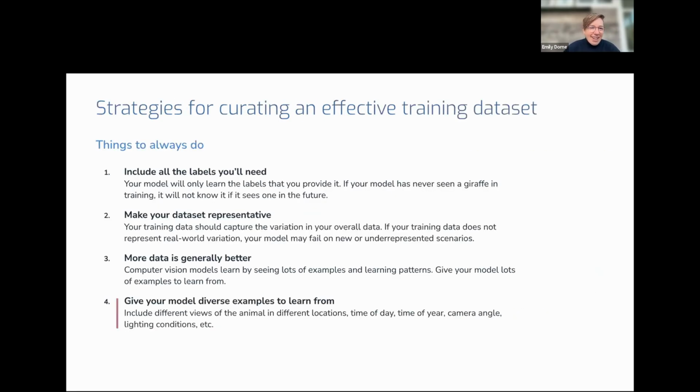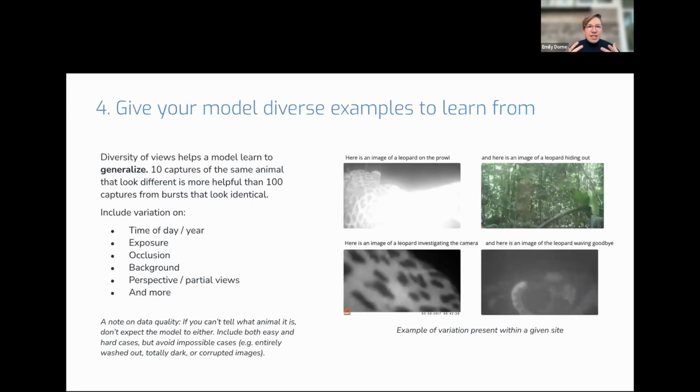All right. Fourth strategy, give your model diverse examples to learn from. You want to include different views of the animal in different locations, time of day, time of year, camera angle, lighting conditions. It's really this diversity of views that helps a model learn to generalize. So if you have 10 captures of the same animal that look really different, this is a lot more helpful to your model than having, say, 100 captures from bursts where those images look super, super similar.